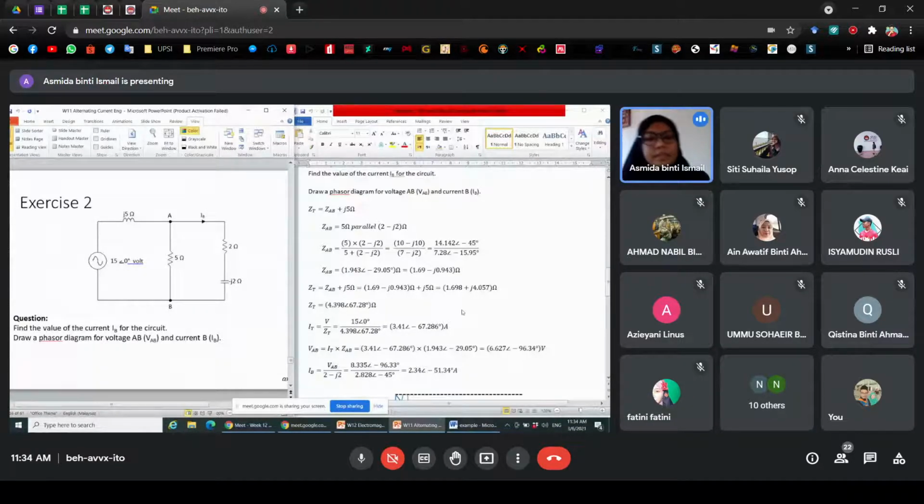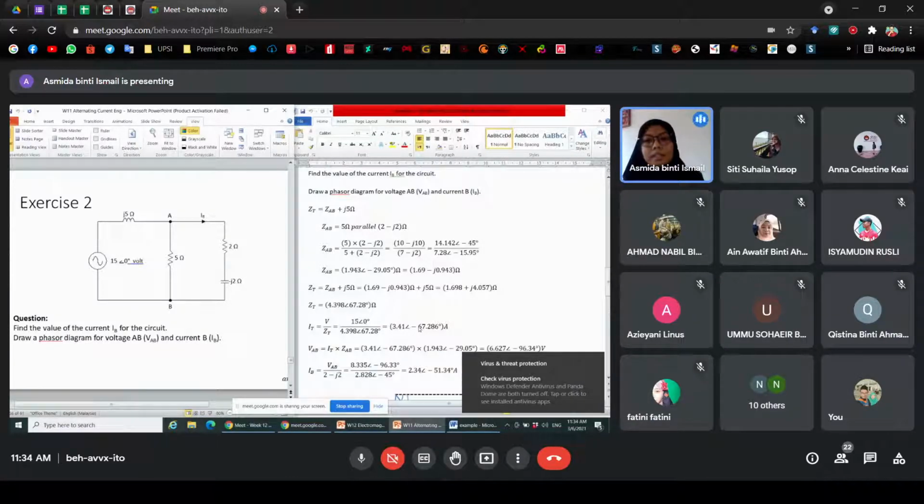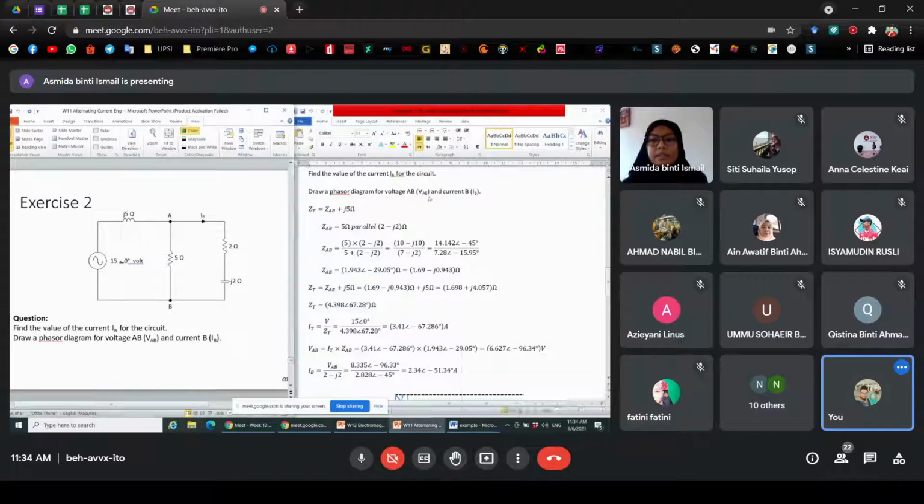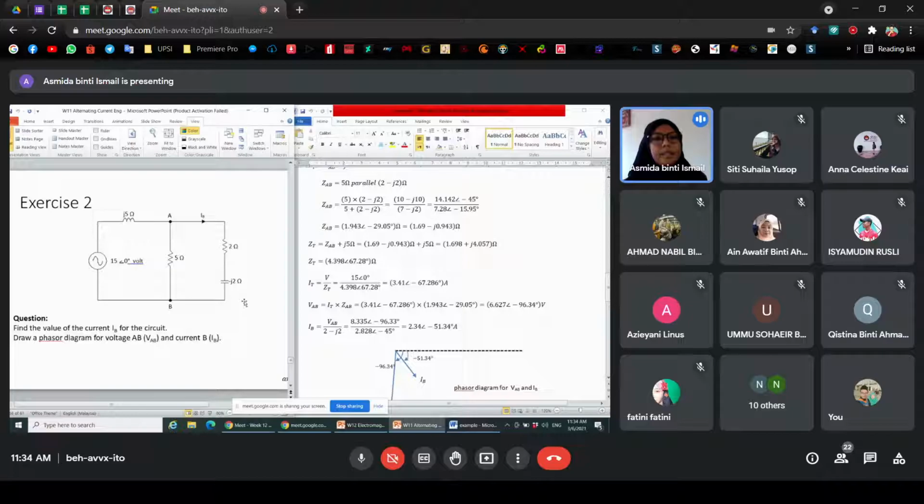The only difference is the number. The presentation of the number you have is in terms of complex number and polar form. And then what is the value for this IB? You know the value for this V, so IB is equal to VAB divided by this total impedance. So you get the value for IB is equal to 2.34 minus 51.34 degrees.